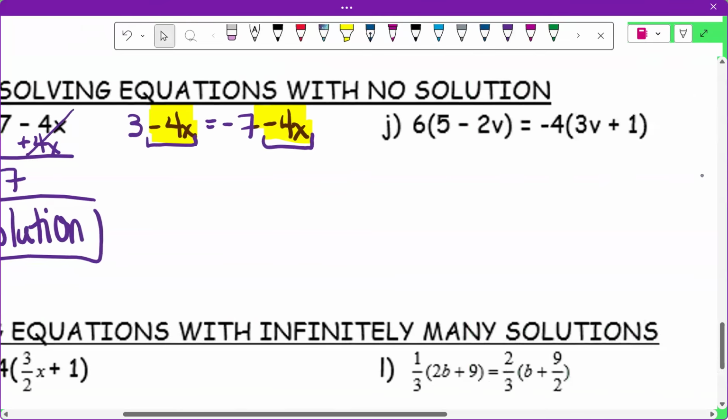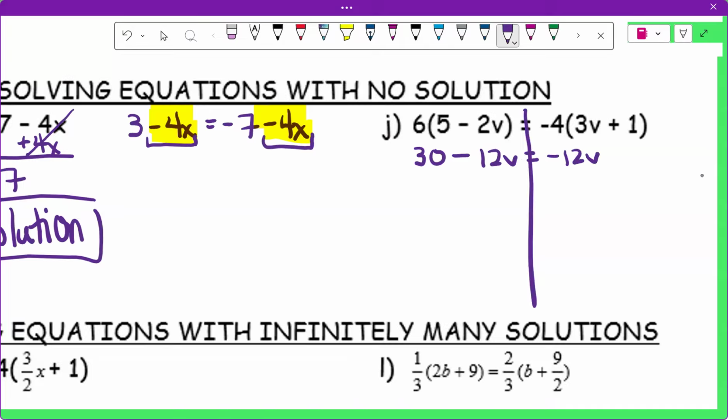Take a look at J. So our first step is to distribute. So we have 30 minus 12v equals -12v minus 4. Now, if you notice at this point that you see the exact same variable term, you can stop here. But you might not recognize it. So what happens if we keep going?